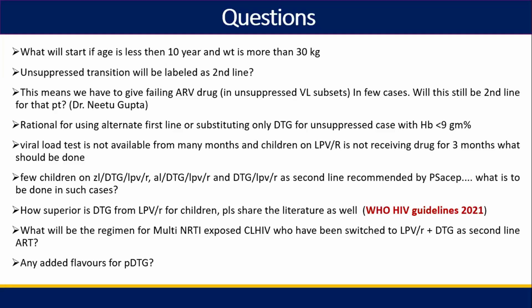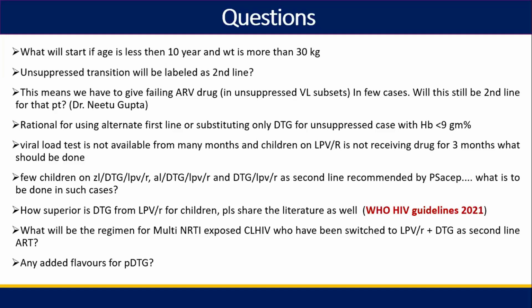Dr. Neetu Gupta had raised this question during the slide on counseling for caregivers. It says this means we have to give the failing ARV drug in unsuppressed viral load. We discussed that. Next, the rationale for using alternate first line or substituting only DTG for an unsuppressed case with hemoglobin less than 9 grams. This has been addressed, I think.